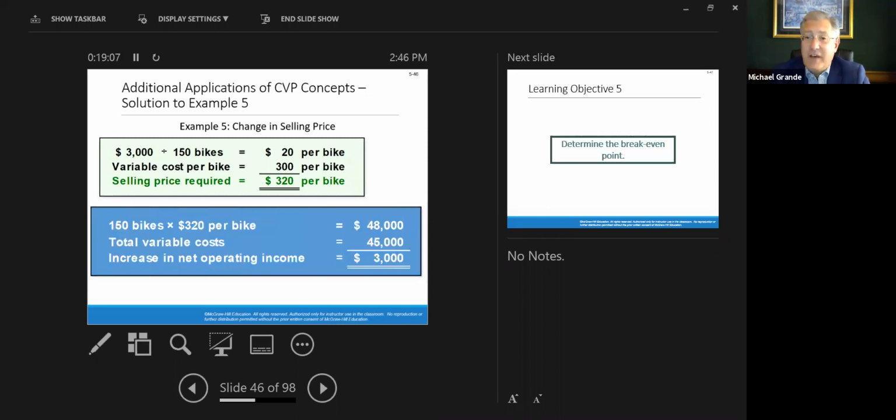They want to make $3,000. That means they have to have a sales price of $3,000 greater than the variable expenses, which is going to be $20 per bike. $20 times 150 bikes is $3,000.